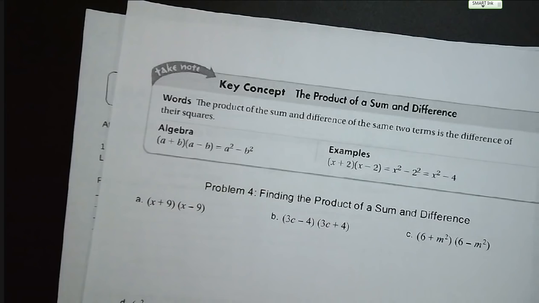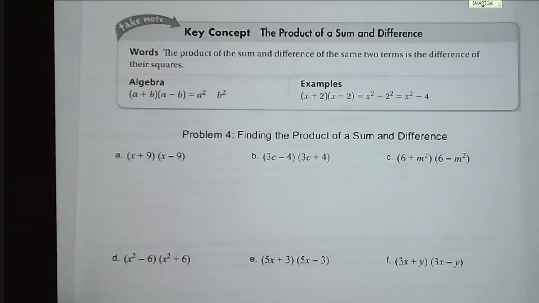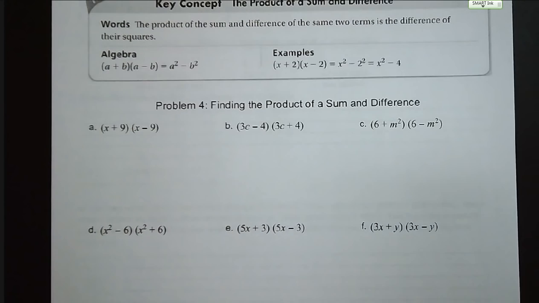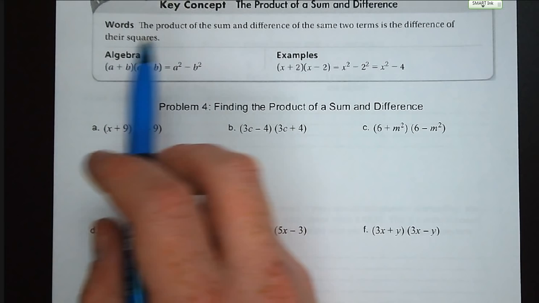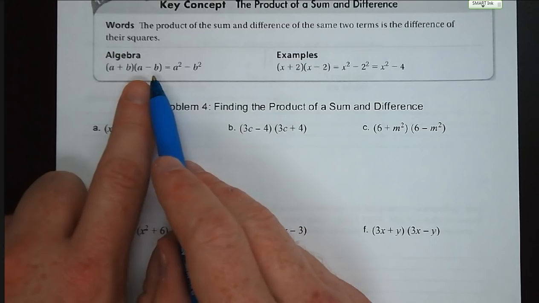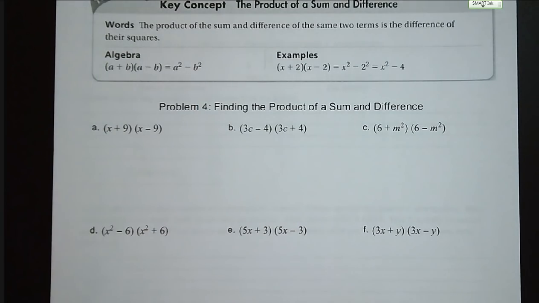Our next rule is the product of a sum and difference. Again, our definition of it is the product of a sum and difference of the same two terms is the difference of their squares. So a plus b times a minus b is equal to a squared minus b squared. We're going to do one example where I'm going to FOIL it and demonstrate how this property works.